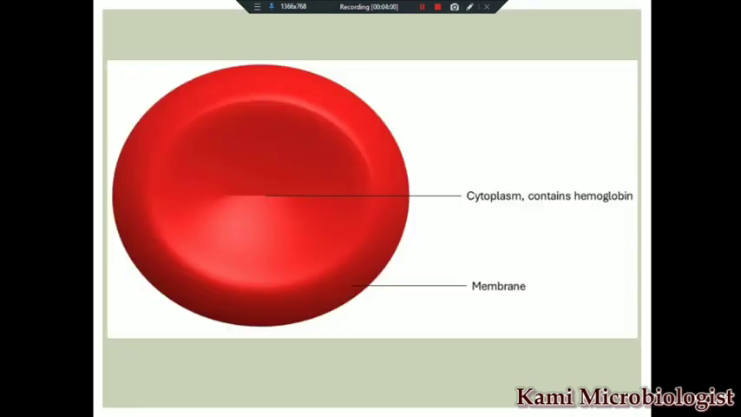Now this is the exact structure of the RBC. As you can see, this is the RBC structure. It is just like a disc in shape. This is the membrane, and this is the cytoplasm containing the hemoglobin.